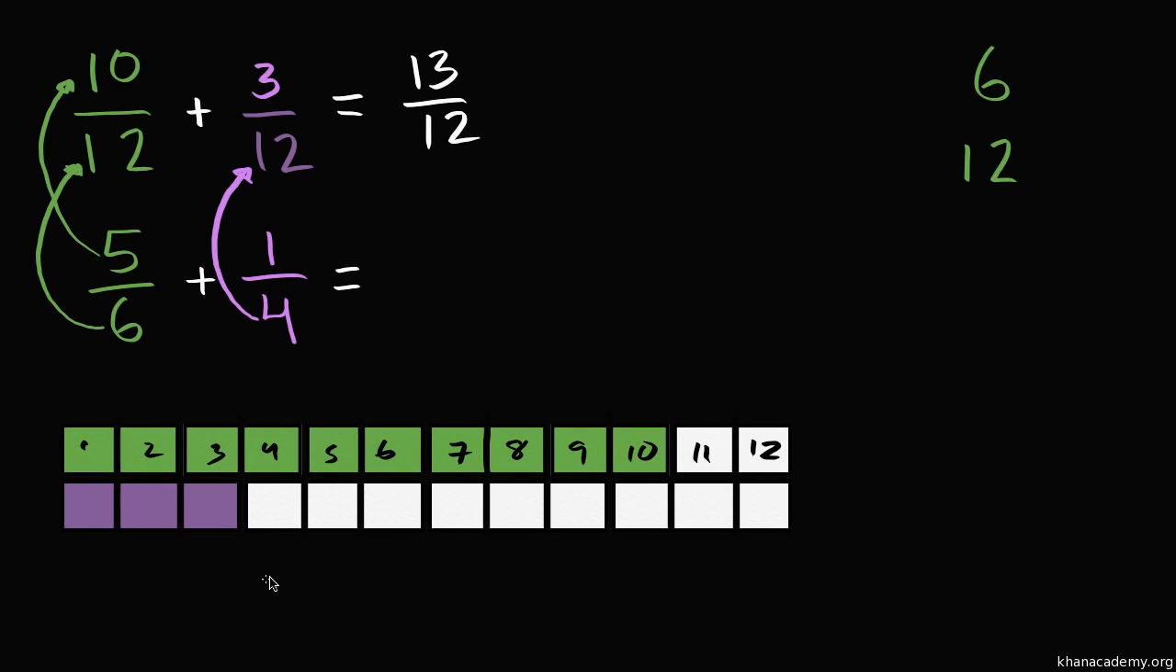Let me write that down. Each of these boxes is 1/12. That's 1/12. This is 1/12. So how many twelfths do I have shaded in? I have the 10 that are shaded in green, and then I have an 11th twelfth, a 12th twelfth, and then finally a 13th. The 13th twelfth is one way to think about it.